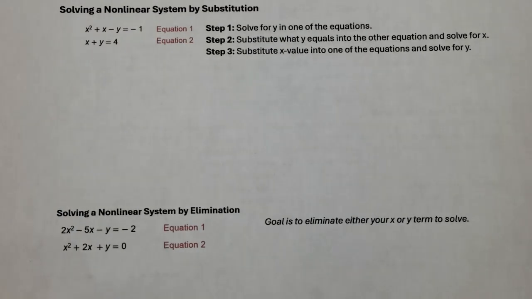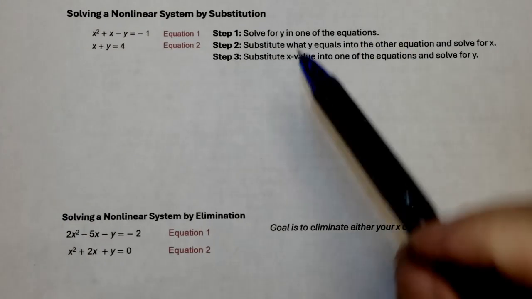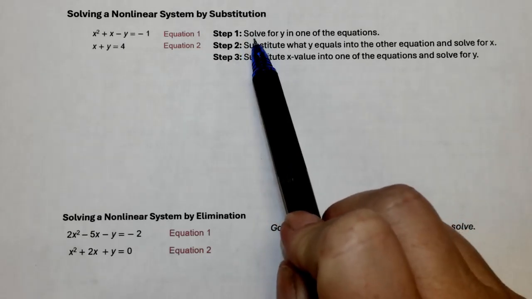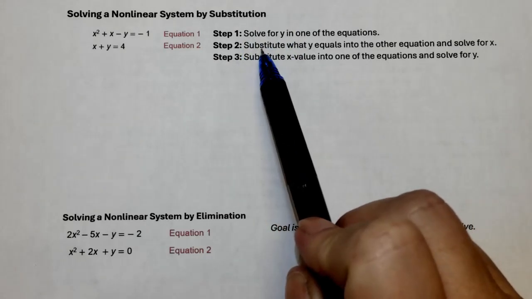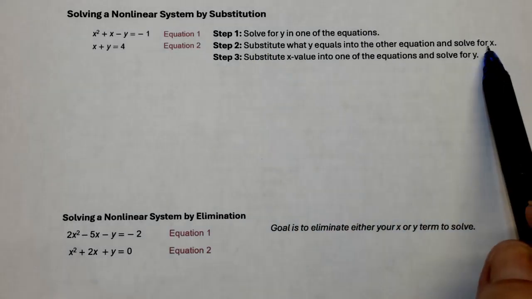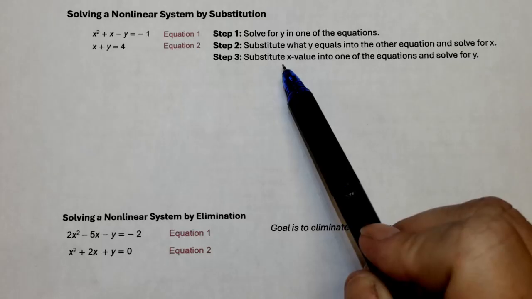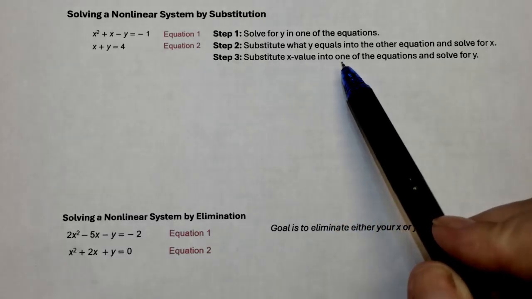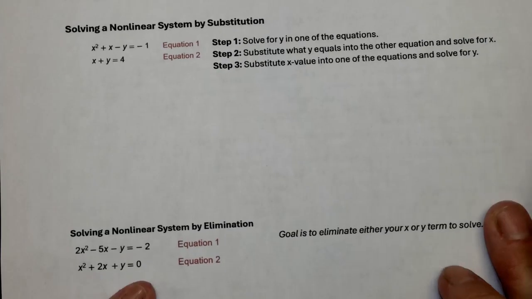I even put some steps here just so you didn't have to write out a bunch of stuff. So when you're solving by substitution, you're going to solve one of the equations for y. Then you're going to substitute what that y equals into the other equation to solve for x. Then once you have that solved for x, you substitute your x value into one of the equations and solve for y. So let's do one step at a time.